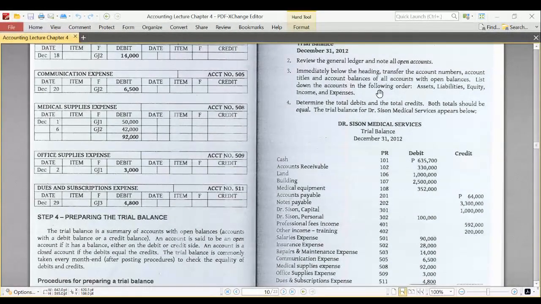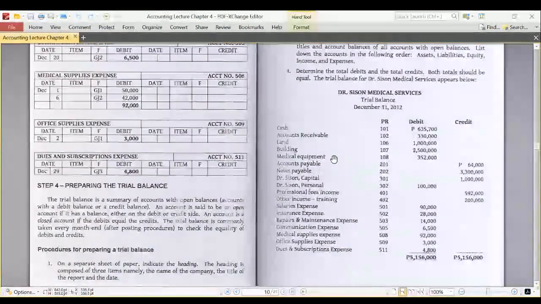List down the accounts in the following order. So, ano pa yung order dito? Una muna si assets: cash, accounts receivable, land, building, medical equipment. Then next, liabilities: accounts payable, notes payable. Then after liabilities, equity: capital, and then drawings. And after that, income and expenses. So professional income, other income, and then expenses: salaries, insurance, and that.